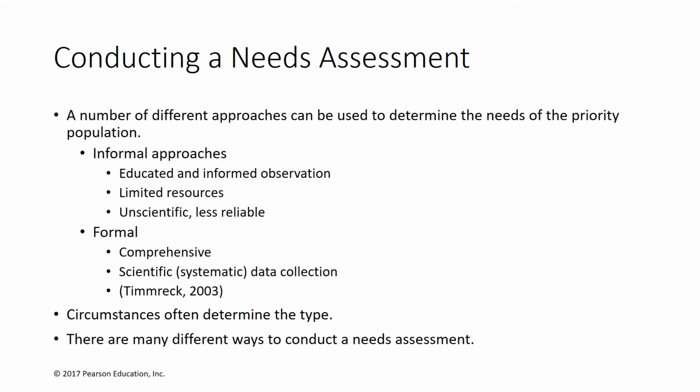So what does formal mean? It's comprehensive. We're looking at all avenues. We're trying to address all challenges. We're trying to cover all our bases. Scientific or systematic data collection. Right, we're going through a process to collect this data, and we're going to stay true to the process. Circumstances often determine the type. Again, the nature of your situation is going to impact how you're able to do a needs assessment. There are many different ways. Again, I can't give you a one size fits all.